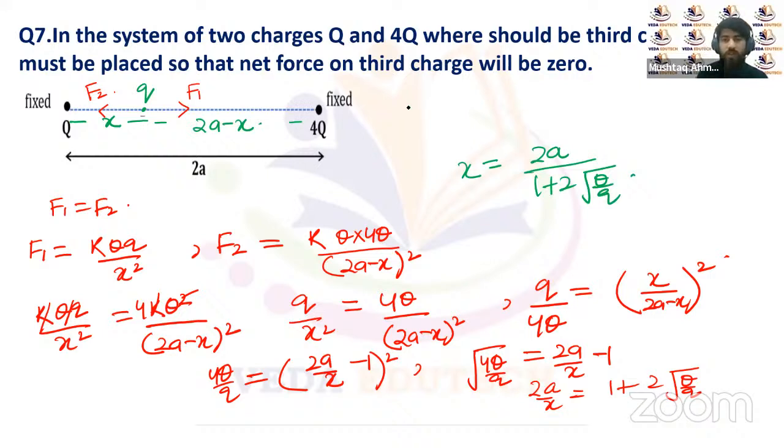Now let's suppose the charge q is equal to capital Q. Then the value of x will be 2a upon 1 plus Q upon q, which is 1 plus 1, that is 2. That will be equal to 2a upon 3. The value of x will be 2a upon 3.